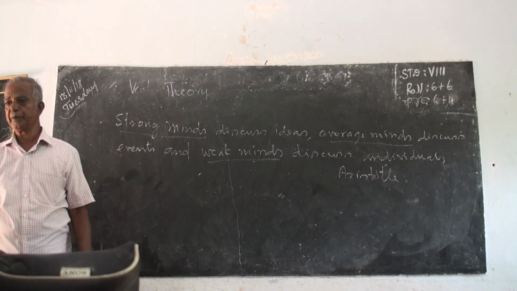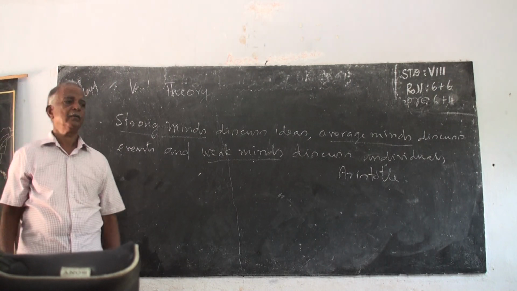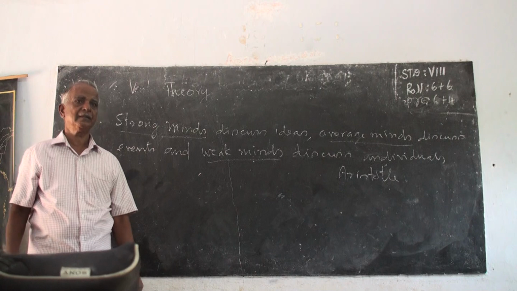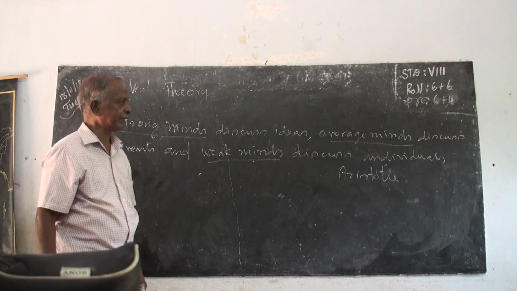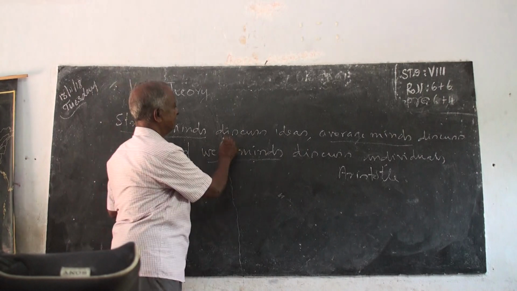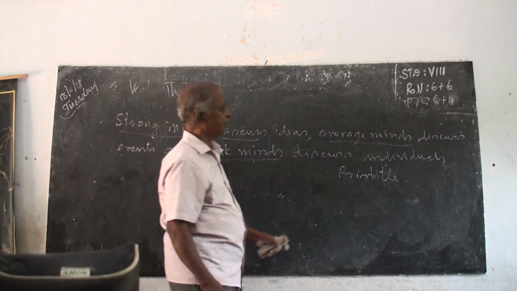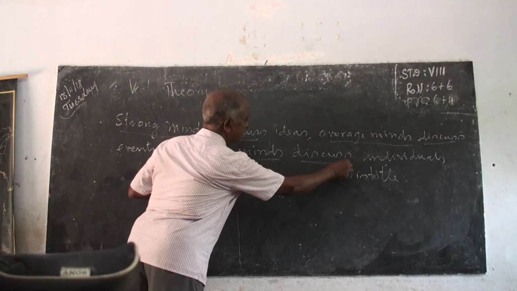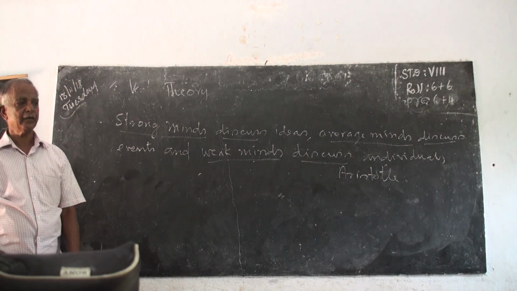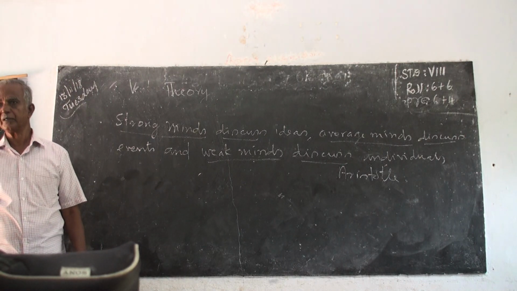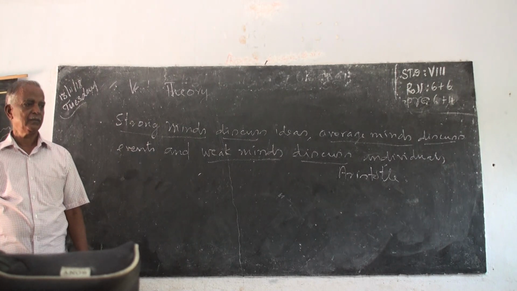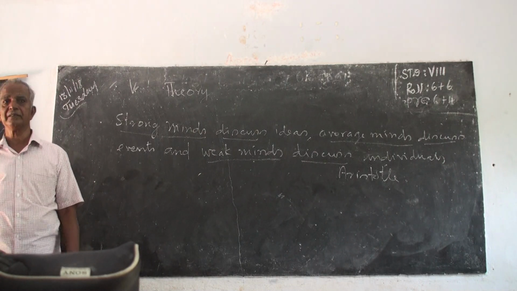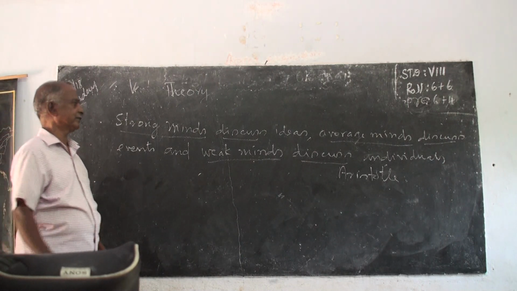When there are three subjects, there must be an equal number of predicates. What are the predicates? This is one predicate: discuss ideas. Another predicate: discuss events. These are the predicates. Okay. You understand this? If there is one subject, there will be one predicate. When there are three subjects, there must be three predicates.